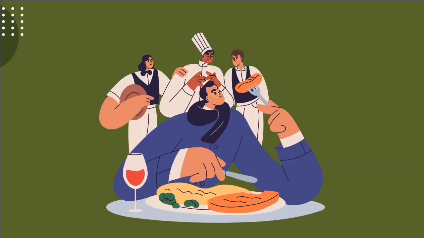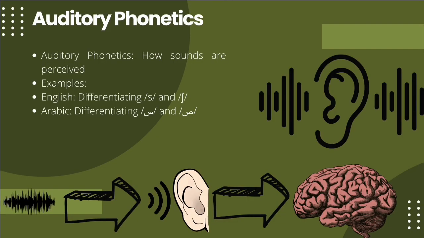So I would like you to think of auditory phonetics as a food critic at a restaurant. The food critic evaluates the taste, texture, and overall experience of the food. Similarly, auditory phonetics examines how our ears and brain perceive and differentiate between sounds. So, auditory phonetics studies how our auditory system processes these sounds and why we perceive them as distinct.